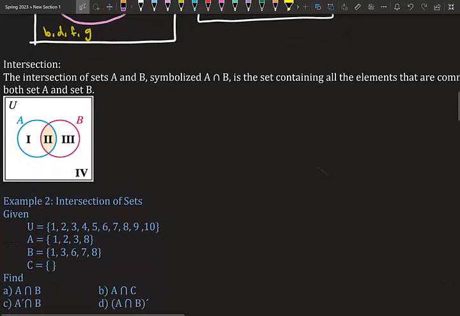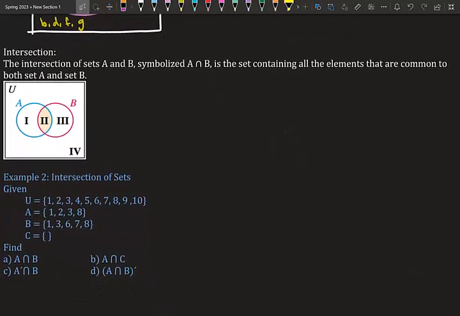All right, intersection. The intersection of sets A and B, symbolized A upside down U B, is the set containing all the elements that are in common in both sets. So this is an overlapping part. That's where they meet. So intersection is what they have in common.